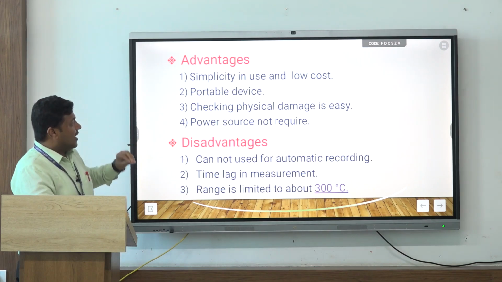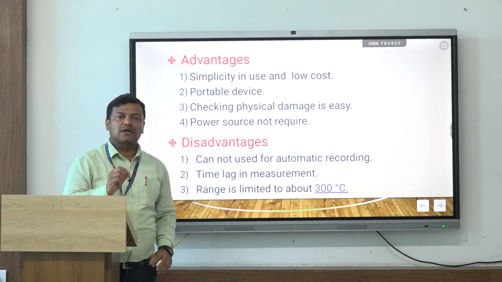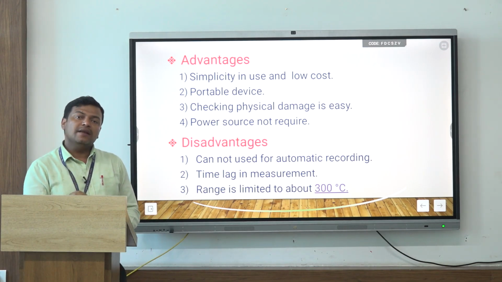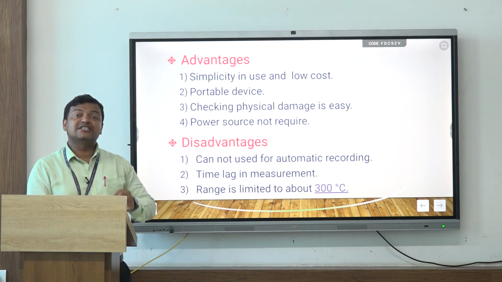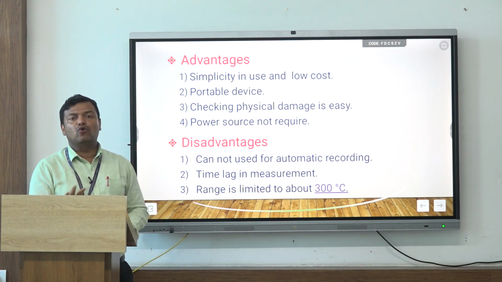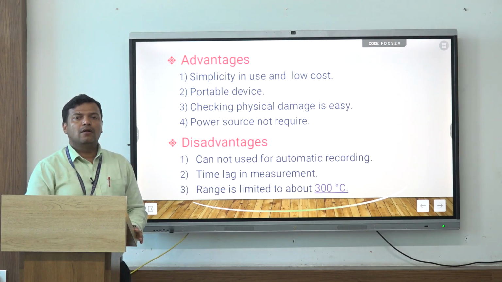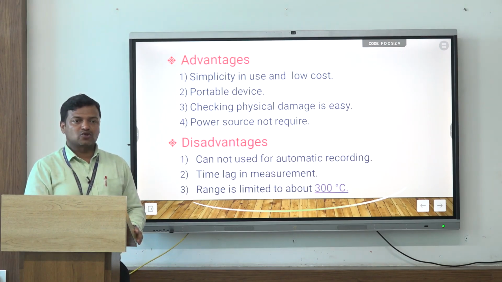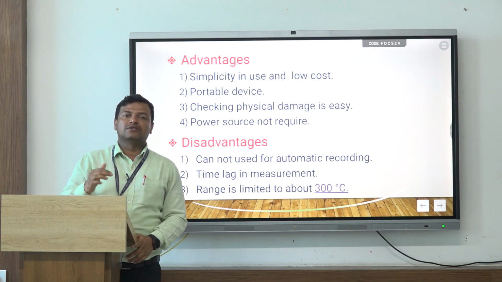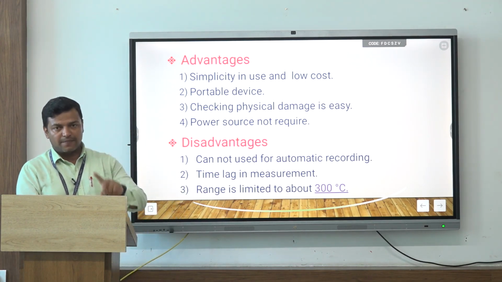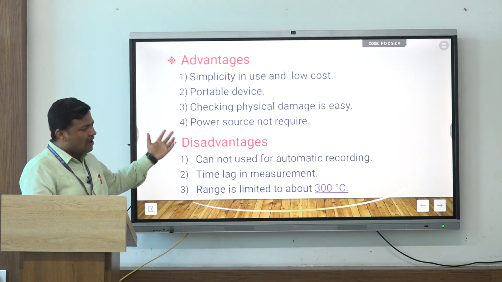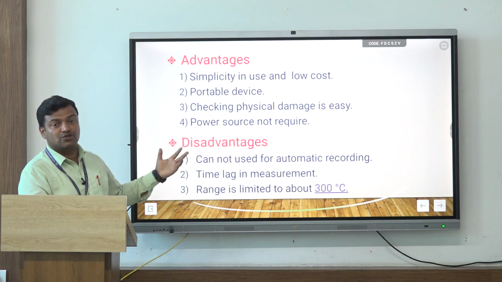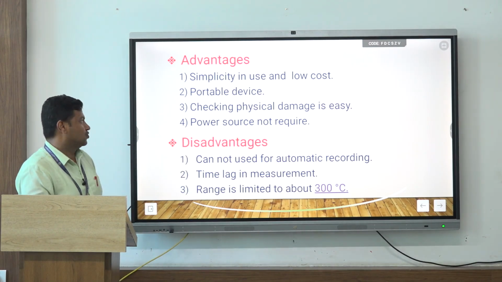Simplicity in use and low cost. The thermometer, anybody can use it, which is very simple to use and has very low cost. Suppose a small entrepreneur wants to evaluate their product with various parameters and temperature is one of them, he can afford it because it has very low cost and is simple to use.